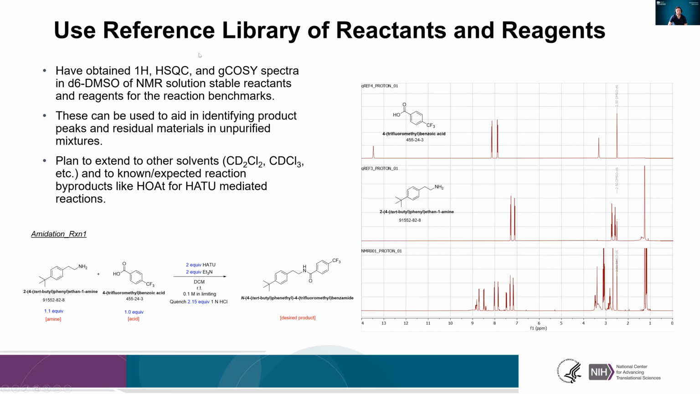Another way that we're doing it is we're generating reference libraries of the starting materials. So we've obtained proton, HSQC, and COSY for each of the stable reactants and reagents for the reaction benchmarks. So for example, this carboxylic acid and this amine, and then when we do the amide coupling, we can do some comparison, right? And we have some plan to extend this to other known reaction byproducts like hydroxyazabenzotriazole, which is the known byproduct from HATU reactions.